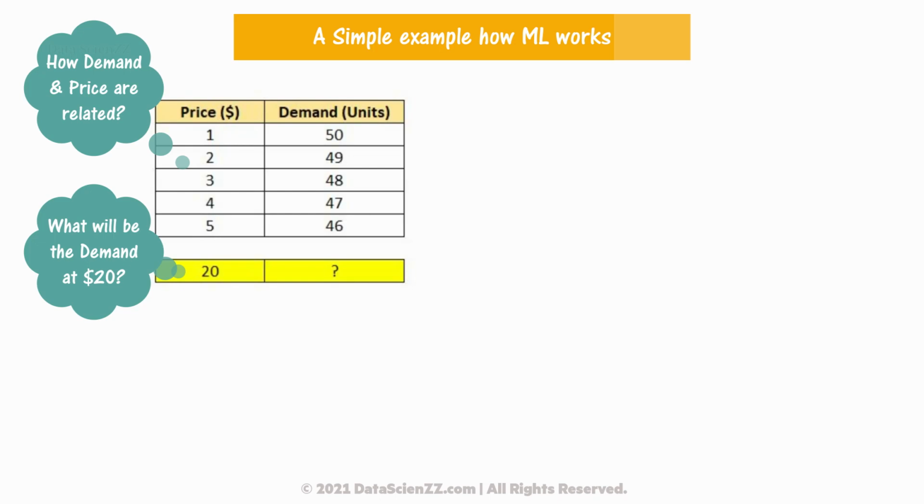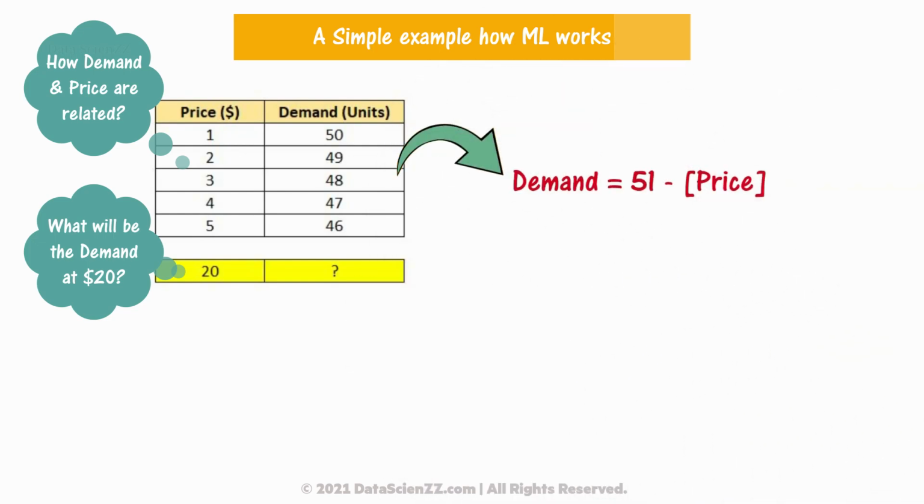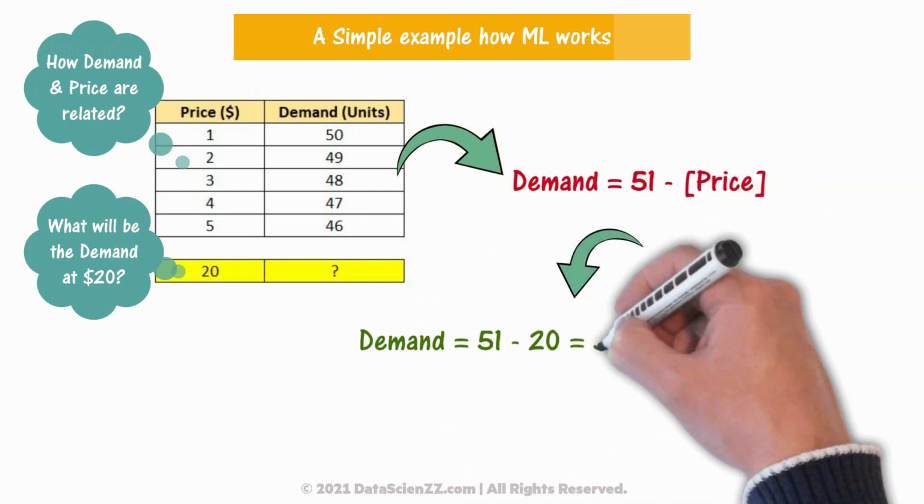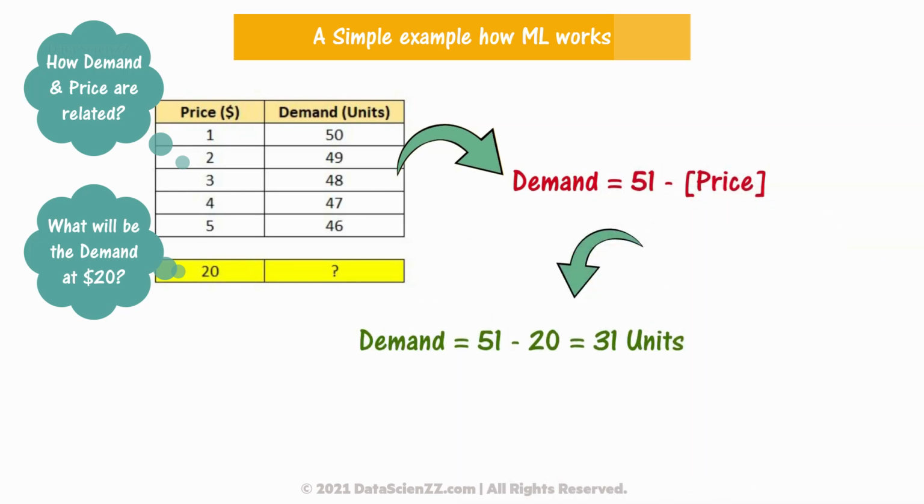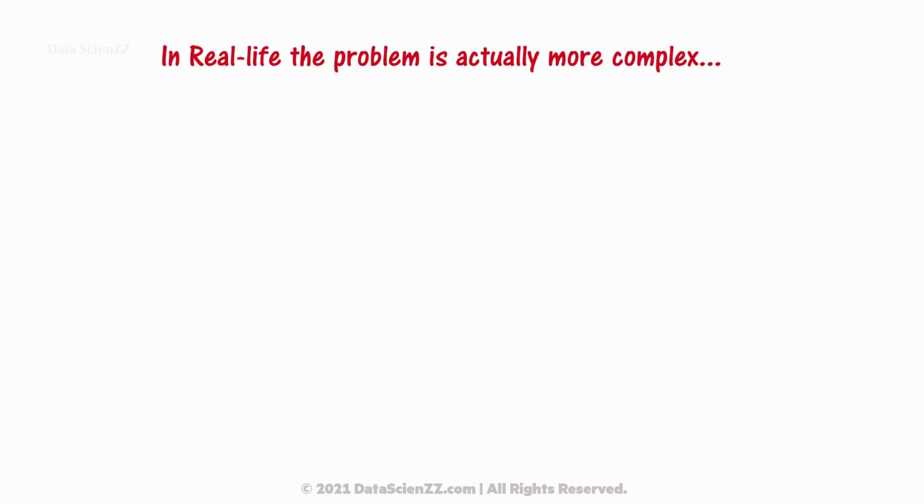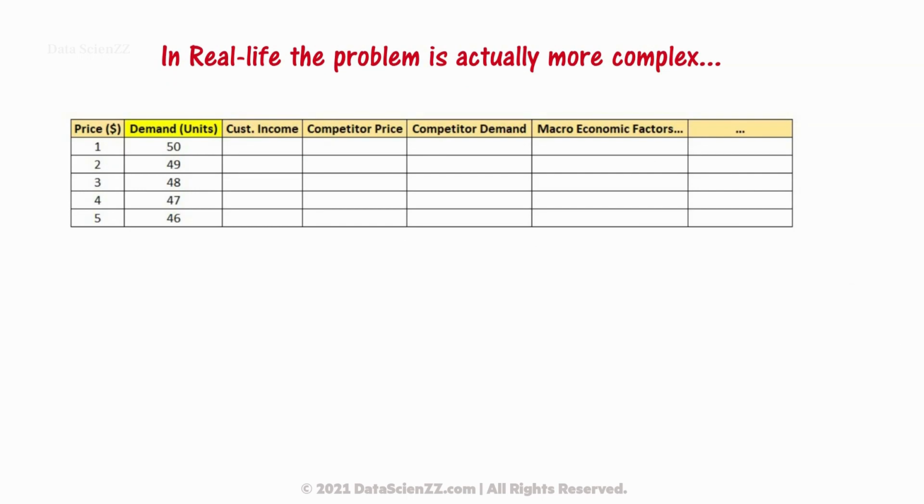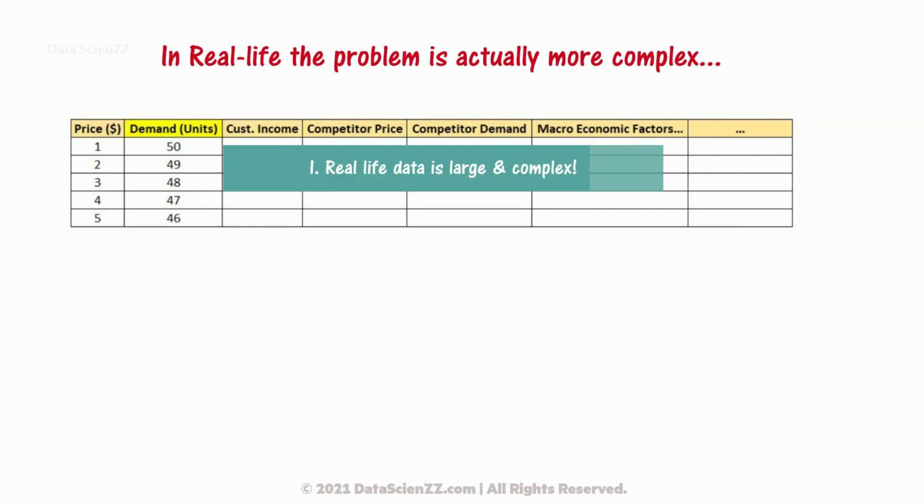Well, if you look carefully at the data for some time, you can clearly see that demand is dependent on price. Once you have got this relationship, you can go ahead to find that demand would be 31 units, if we set the price at $20. Now, in real life, the problem is not as straightforward. You may have so many other factors like customer income, competitor price, competitor demand, macroeconomic factors, just beside price to influence demand.